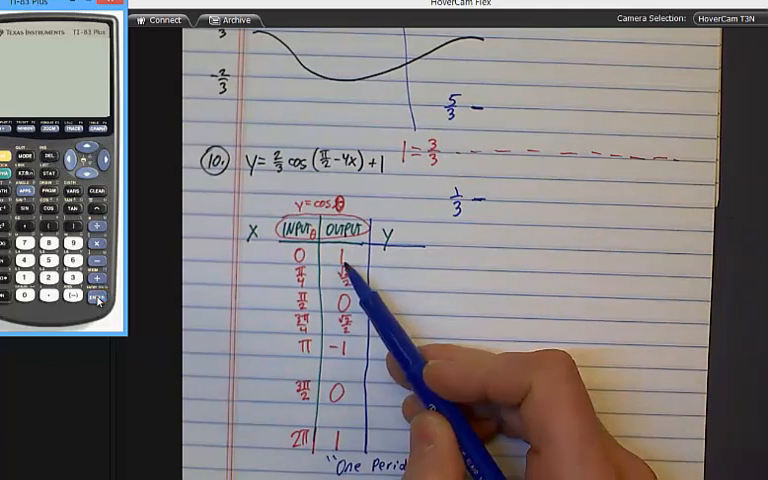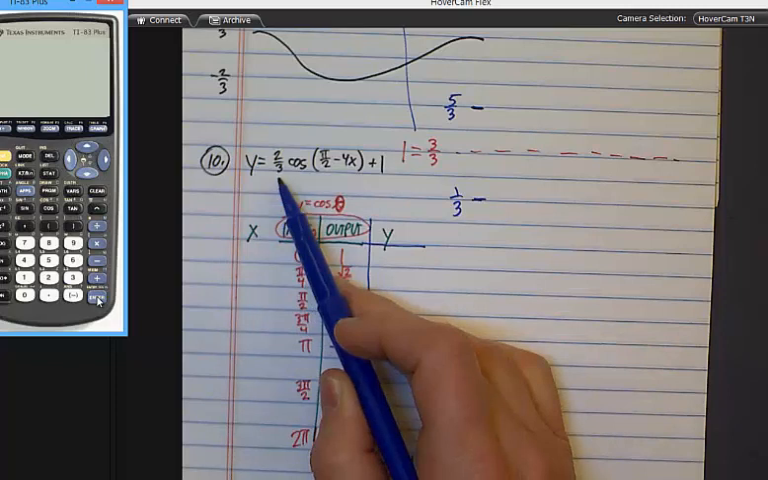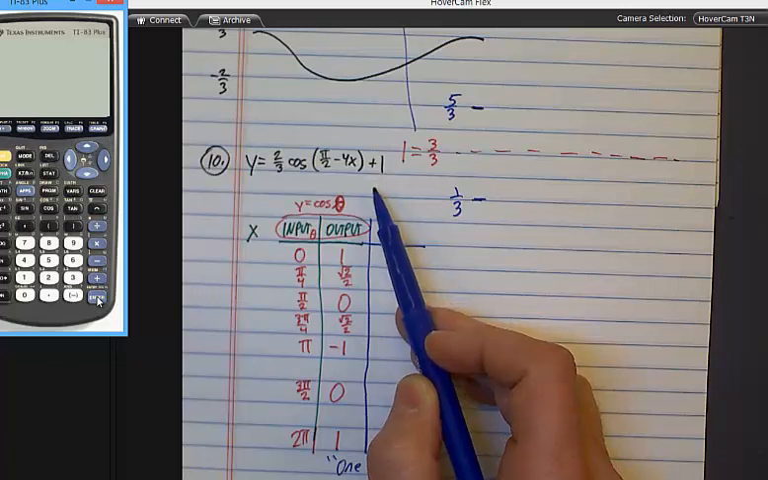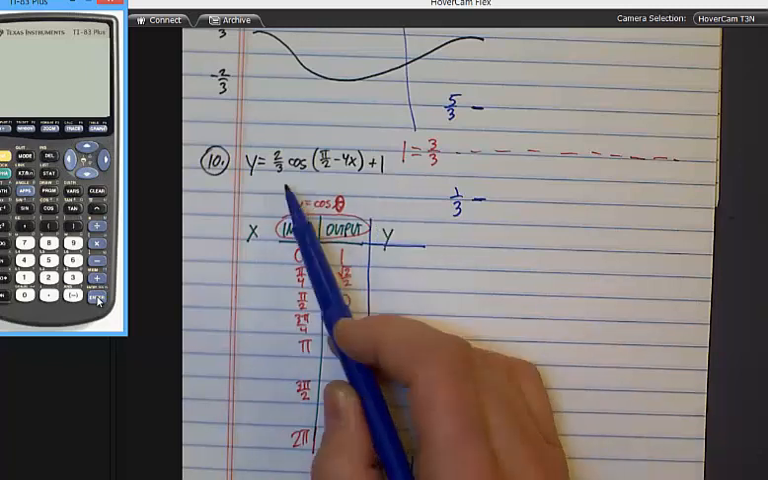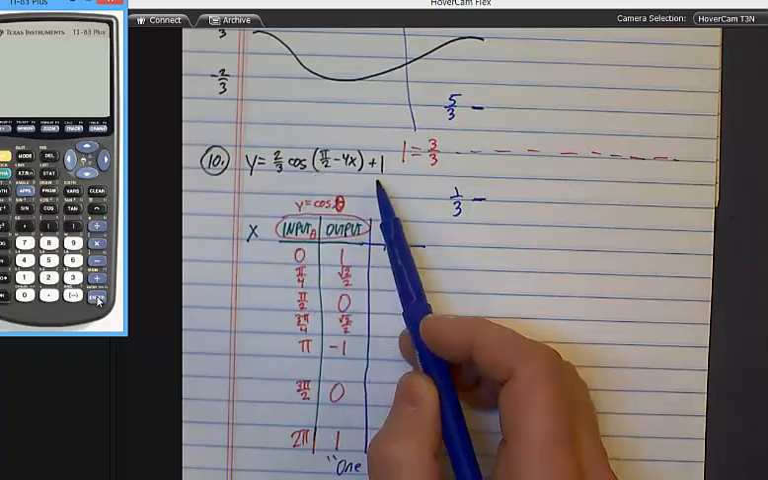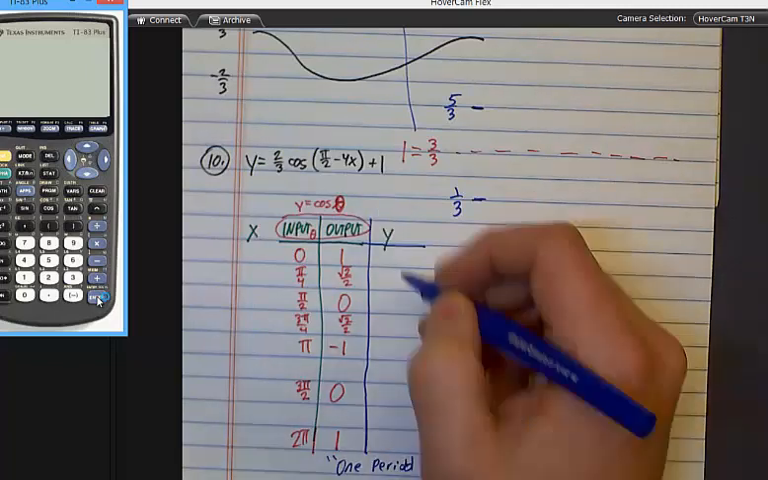Well, now I'm doing a couple things to the output of the cosine function. After I take the cosine, I'm going to multiply by 2/3, and I'm also going to add 1 to it. What's that going to give me? Well, what's 2/3 times 1? Plus 1 more. 2/3 plus 1. Well, you might say 1 2/3, or you might say 5/3. Is that okay?